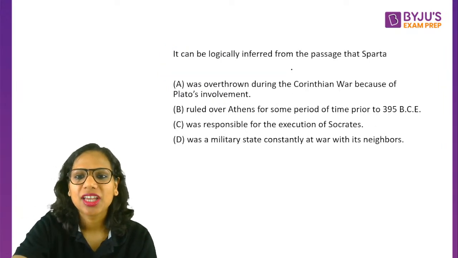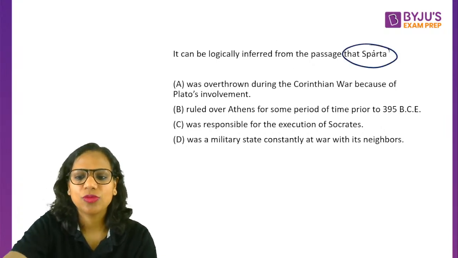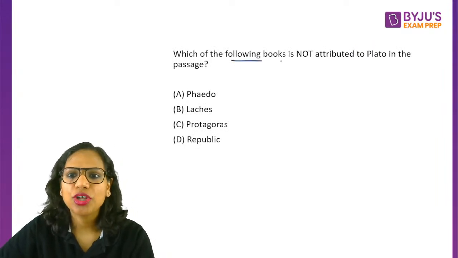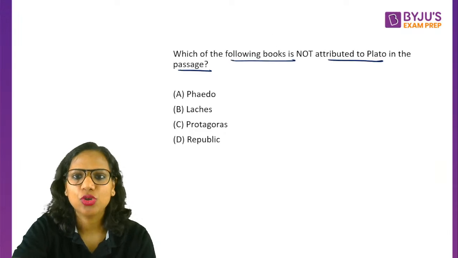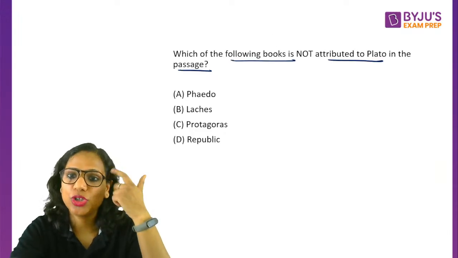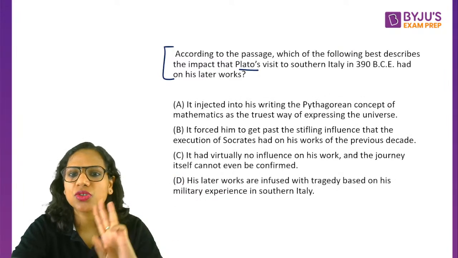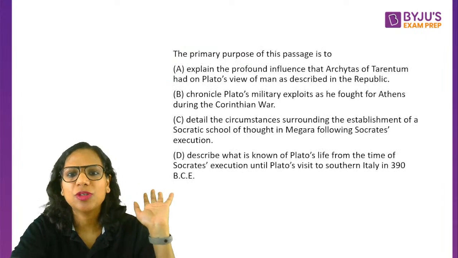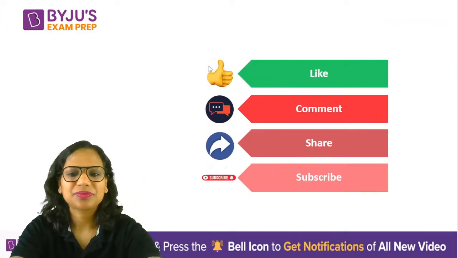Okay. What can be logically inferred about Sparta from the passage? Which of the following books is not attributed to Plato in the passage? Not attributed to Plato, which Plato did not write. Something about Sparta. Plato's visit to southern Italy, the impact that it had on his later works, and the primary purpose of the passage. Now we can come to our passage, I hope.